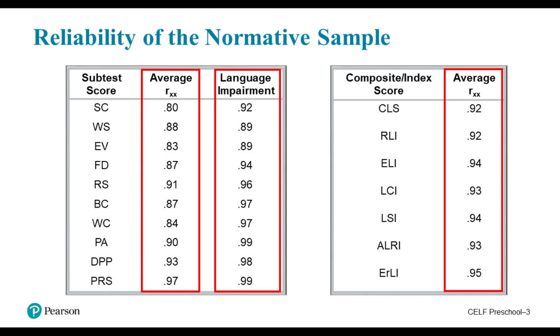We also established reliability for a sample of students who were diagnosed or classified with a language impairment, and at the subtest level, you could see that those reliabilities range from 0.89 to 0.99 for the subtest.